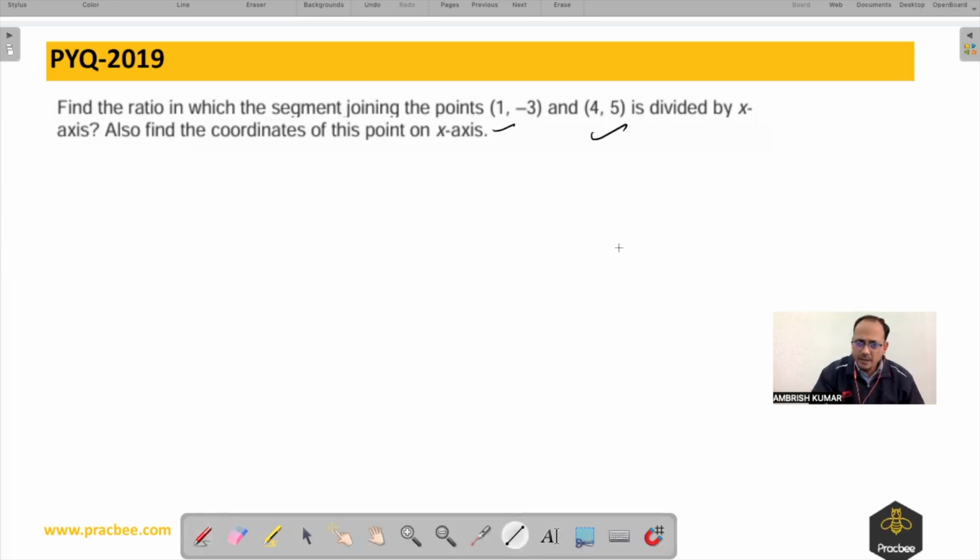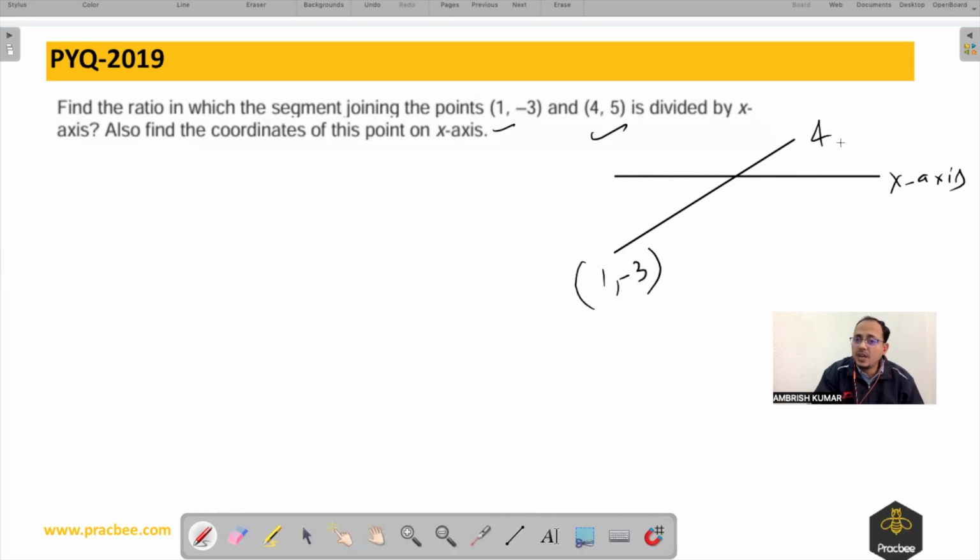So we can make a figure like this, and then we have an x-axis like this. The x-axis divides the join of 1, negative 3 and 4, 5 in some ratio. This is the point P. The coordinate for this is going to be x comma 0. Now first, the y coordinate value is given to you, that is 0, and the ratio you can take as lambda ratio 1. So you have to apply the section formula for the y coordinate. Why? Because this value is given to you.